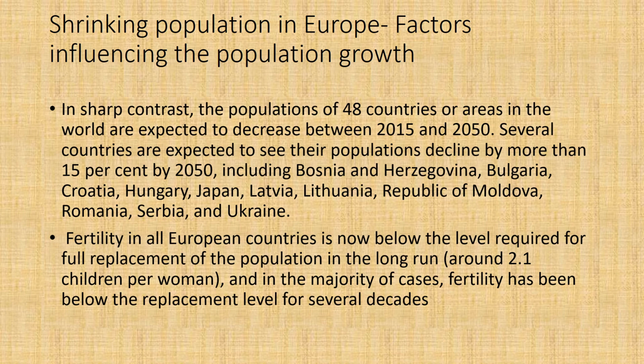Fertility in all European countries is now below the level required for the full replacement of population in the long run, around 2.1 children per woman. And in the majority of cases, fertility has been below the replacement level for several decades, or for the last 10 years. So basically, right now the population of Europe, as I said earlier, is about 700 something million, and it represents about 9% of the world population.